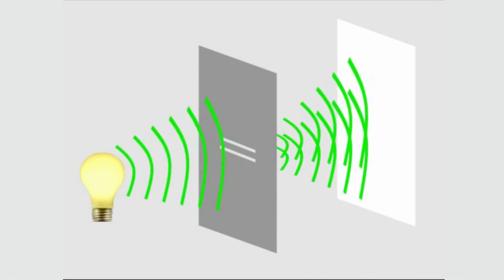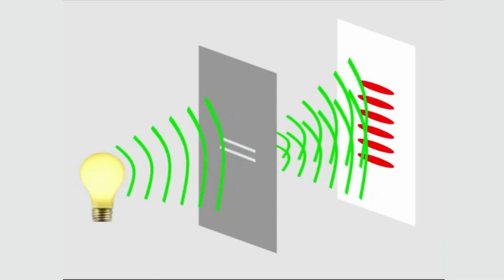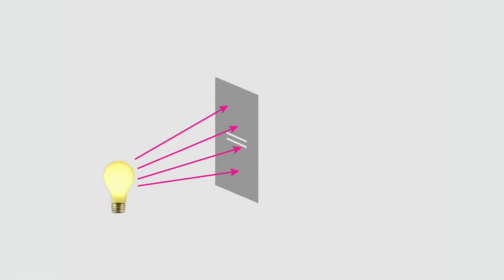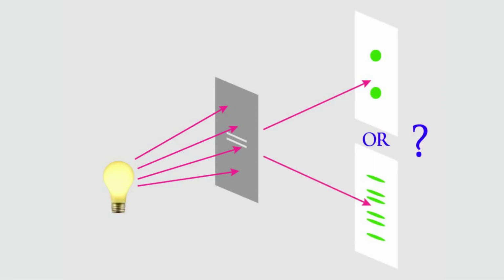So, if we put a card down here, what we'd see is bright spots where the tops of the waves meet and darker spots in between. That's what's called an interference pattern. So we have a way to decide whether light's a particle or a wave. If it's a particle, when we do the experiment, we'll see two bright spots on the far side of the slits. But if it's a wave, we'll see a pattern of a lot of bright and dark spots.